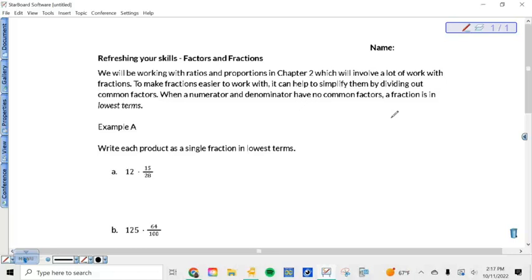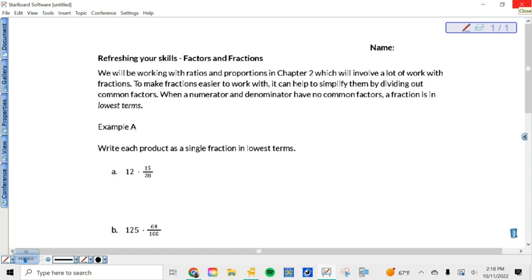On ratios and proportions and proportional reasoning. In order to use those things, we're going to need to have a really good understanding of fractions, specifically simplifying fractions. So we're going to get some practice doing that today. We're going to take notes on this side of the paper, and then on the other side, there's some exercises that I want you to do. So please follow along for now.